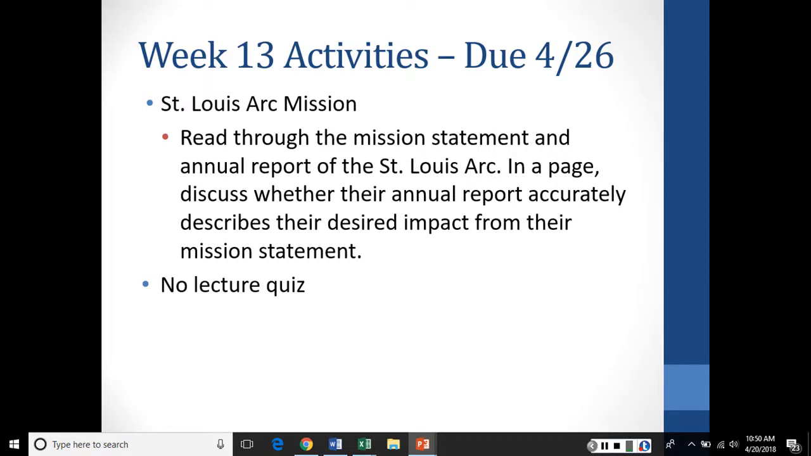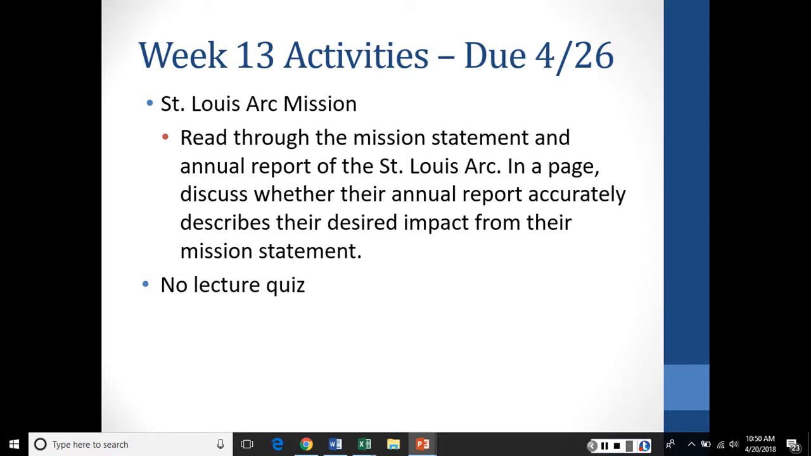So what I want you to do is to read through the mission statement for the St. Louis Arc. I posted it online. Read their mission statement and then read their annual report, and in half a page to a page, this can be short, tell me, is their mission statement quantifiable? Does their mission statement directly align with what they are stating as their impacts?